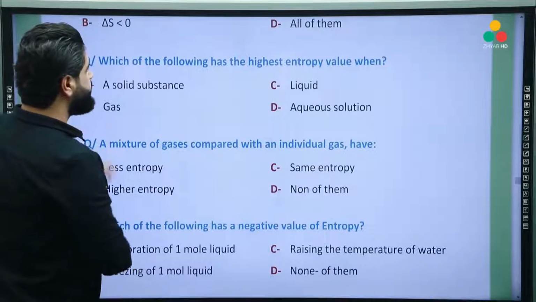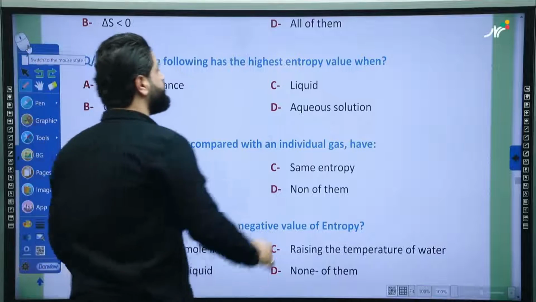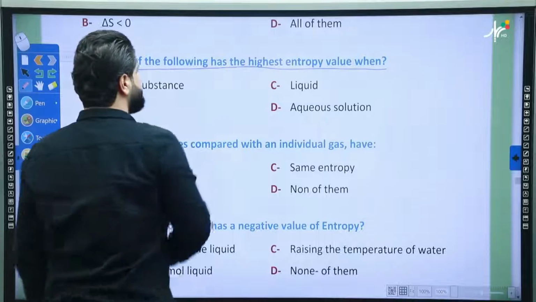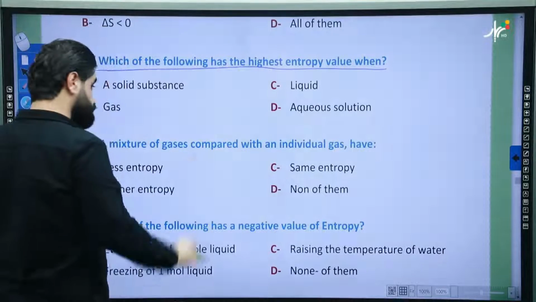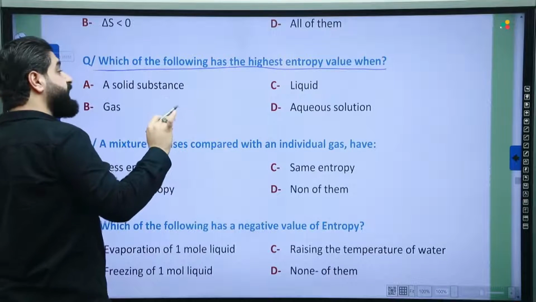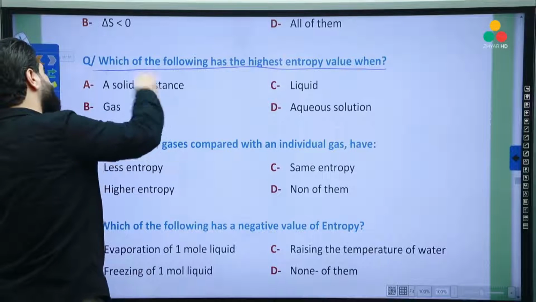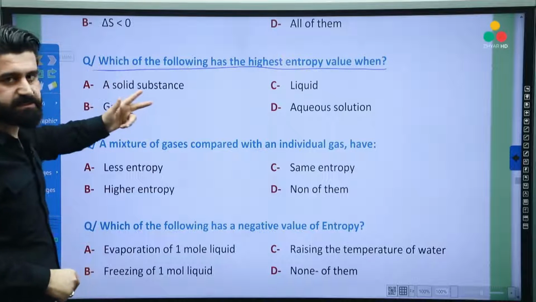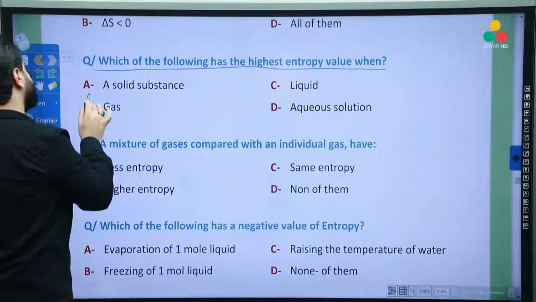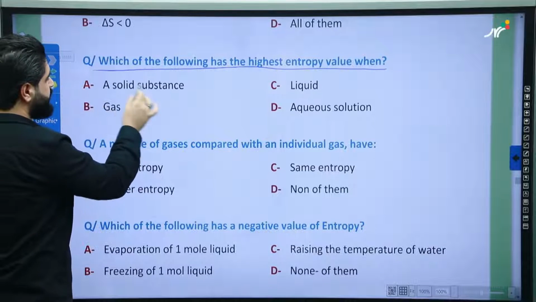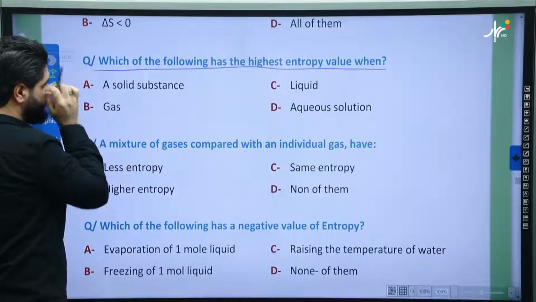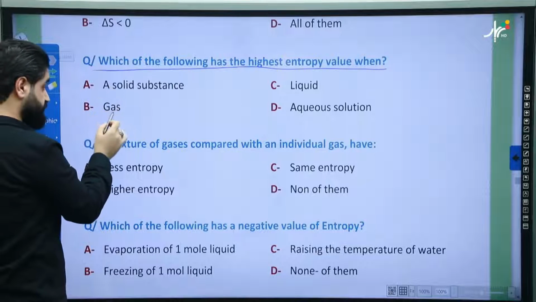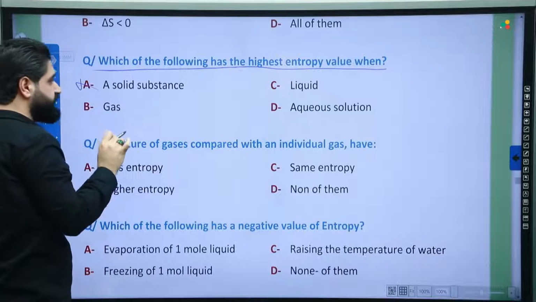Which of the following has the highest entropy value? Here you cannot select one of them directly. You have to compare each two answers together. First of all, start by comparing A to B. Solid compared to gas. Which one has the highest randomness? Of course, gas. So go out, solid.